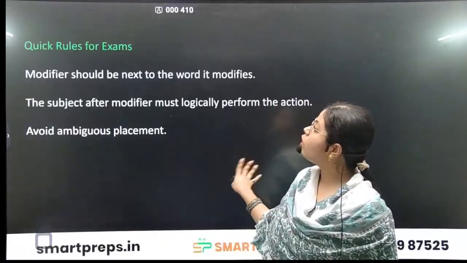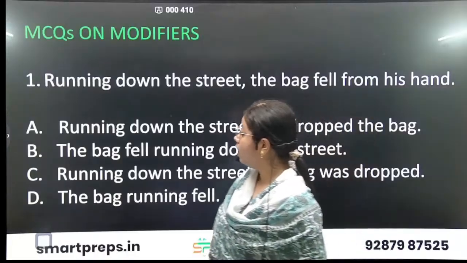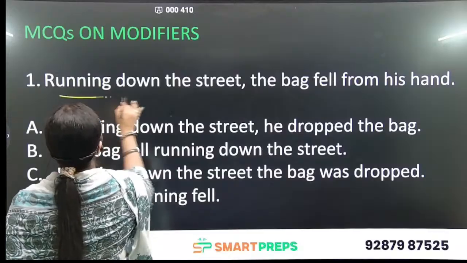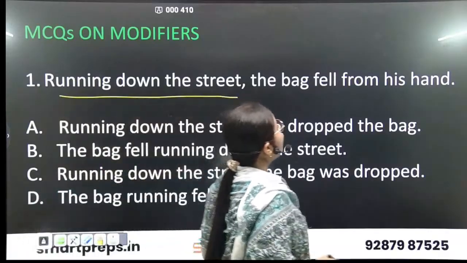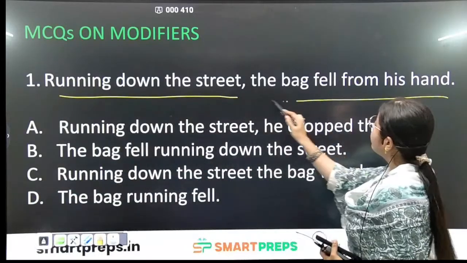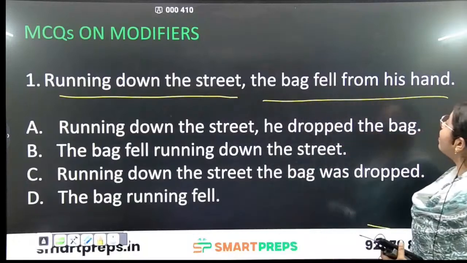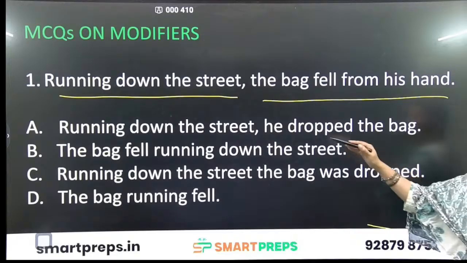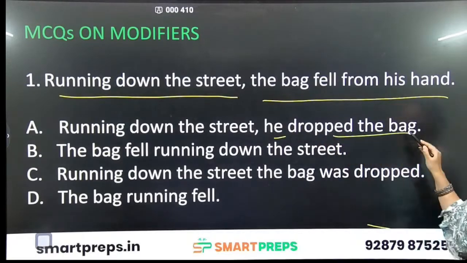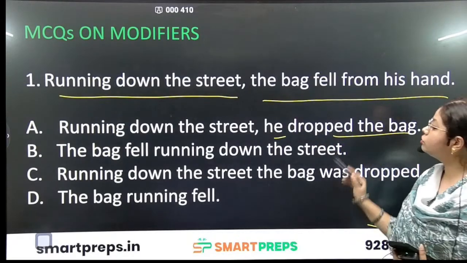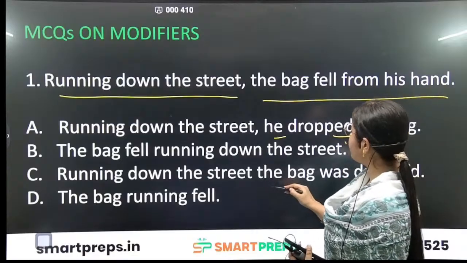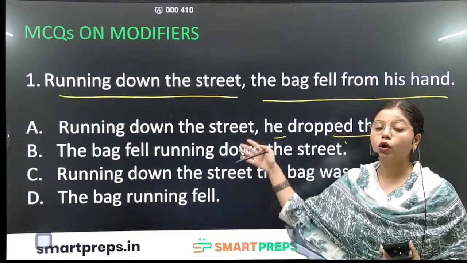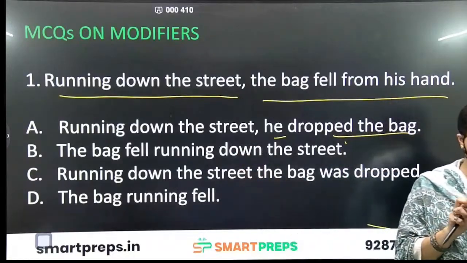Now let's move on to some MCQs. First MCQ: Running down the street, the bag fell from his hand. Which option is correct? Running down the street, he dropped the bag. Fell running down the street. Running down the street, the bag was dropped. The bag running fell. Which option will it be? Please answer.